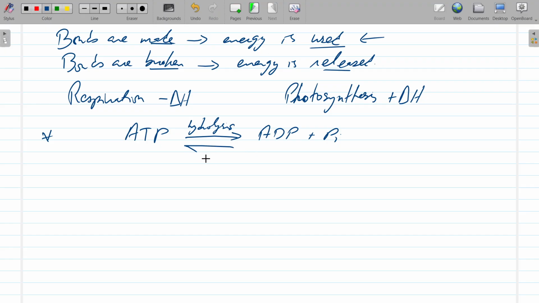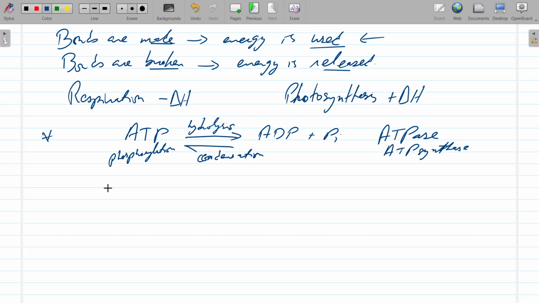And the reverse, in general, when bonds are being broken, it's called hydrolysis. And in general, when bonds are being made, it's called condensation. In this particular case, it can also be called phosphorylation, as we did mention. And both of these reverse reactions are catalyzed by the enzyme ATPase or ATP synthase, whatever you want to call it.